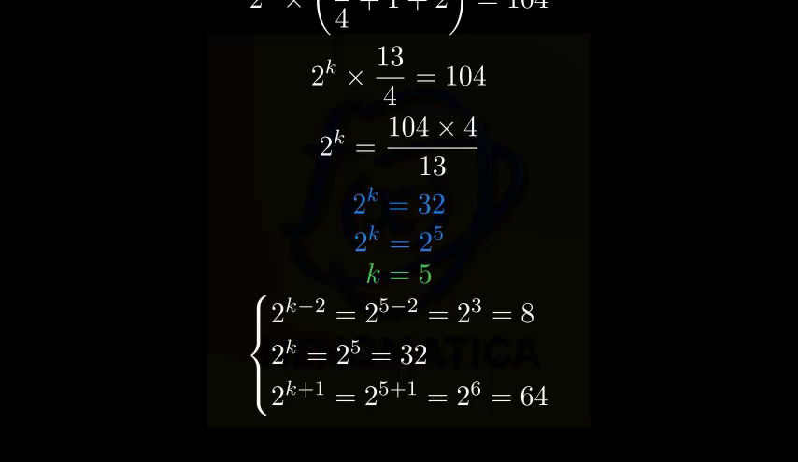For the set with k minus 2 elements, which is 5 minus 2 or 3 elements, the number of subsets is 2 to the power of 3, which equals 8. For the set with k elements, which is 5 elements, the number of subsets is 2 to the power of 5, which equals 32. And for the set with k plus 1 elements, which is 5 plus 1 or 6 elements, the number of subsets is 2 to the power of 6, which equals 64.